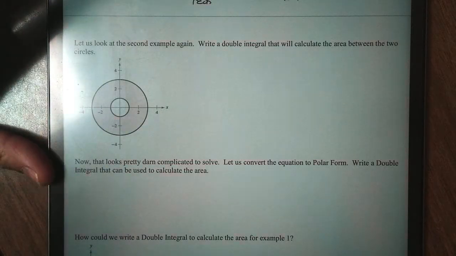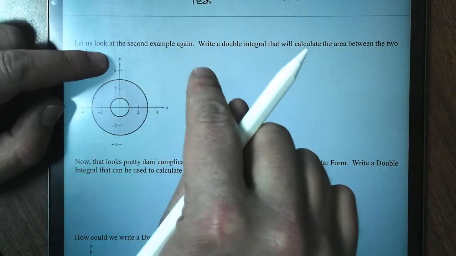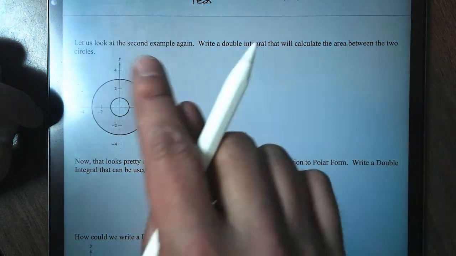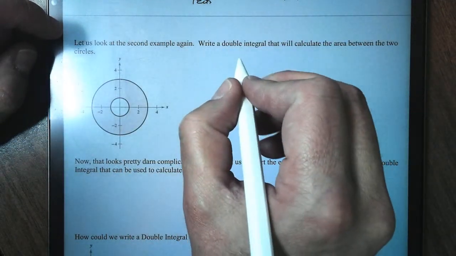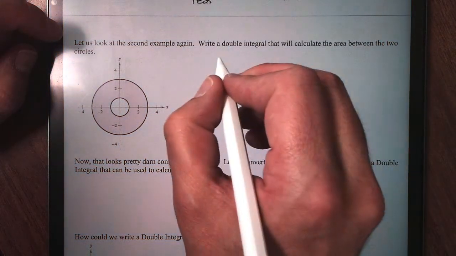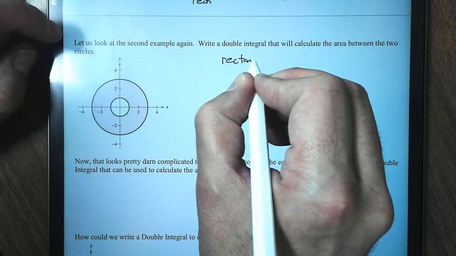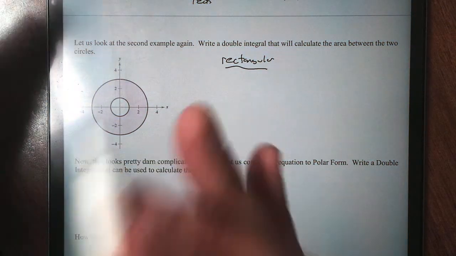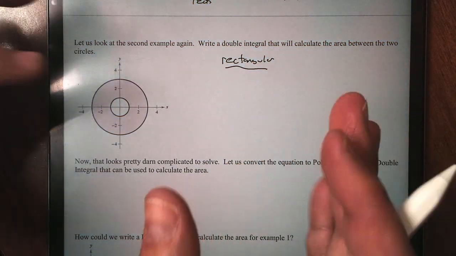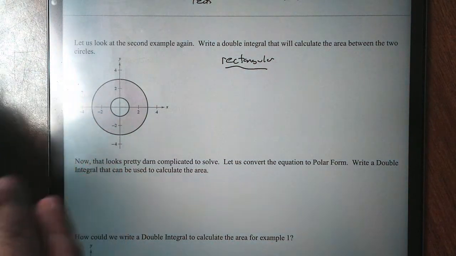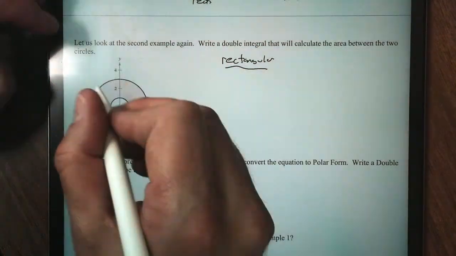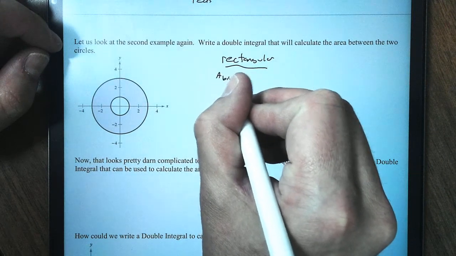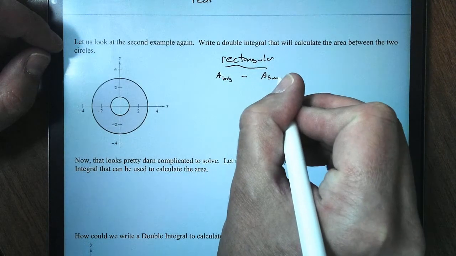Hey, welcome back. So let's take a look at that second example again. We want to write a double integral that will calculate the area between two circles. Now we're not going to do anything fancy here. For this one, we're going to use the rectangular method. In other words, we're going to keep this in terms of x and y. To do this, I have to determine if I want to do horizontal rectangles or vertical rectangles. I'm going to keep mine vertical. So I will have to take the area of the big circle minus the area of the small circle.